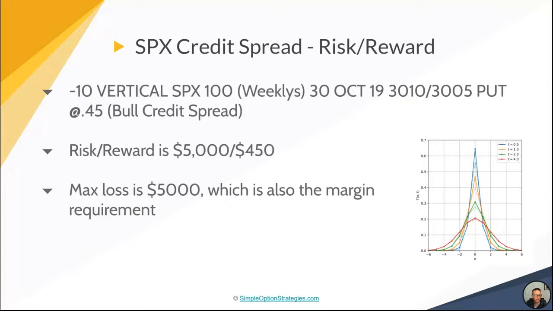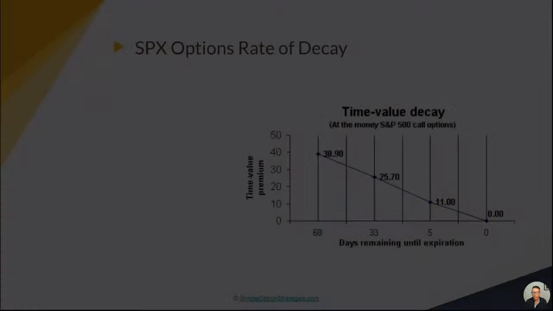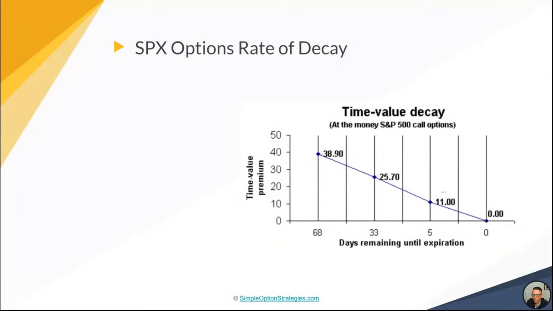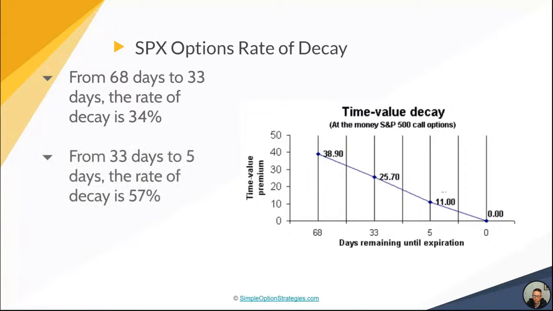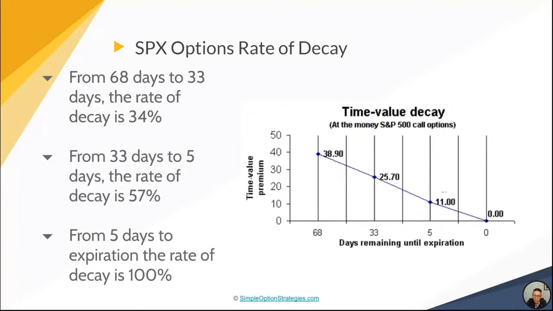So why is this such a good trade? This is why. This is the decay in options, call options, 68 days out. From 68 days to 33 days, the rate of decay is 34%. From 33 days to 5 days, the rate of decay is 57%, and from 5 days to expiration is 100%. So the most decay happens during those last 5 days of the trade.